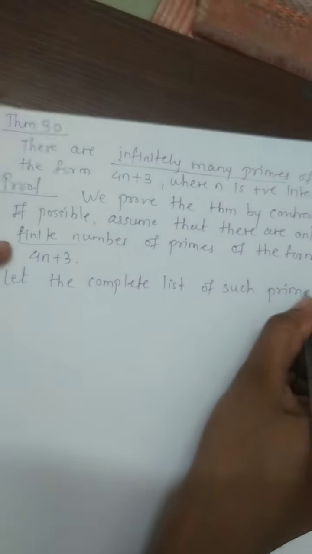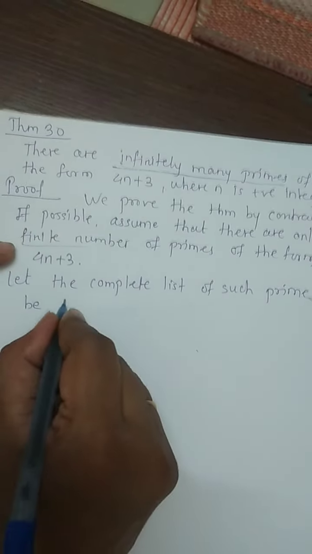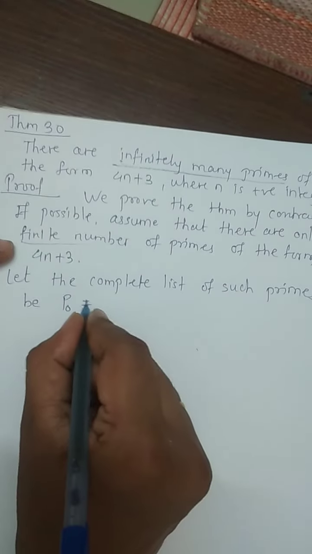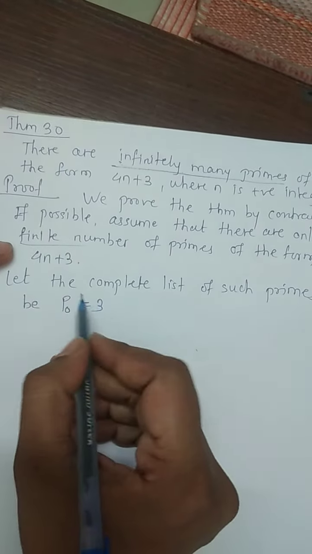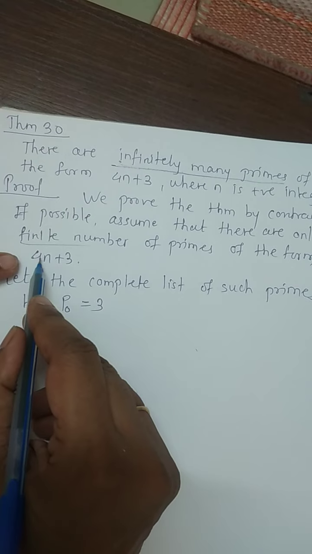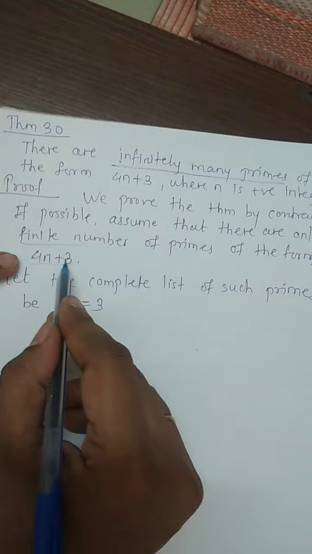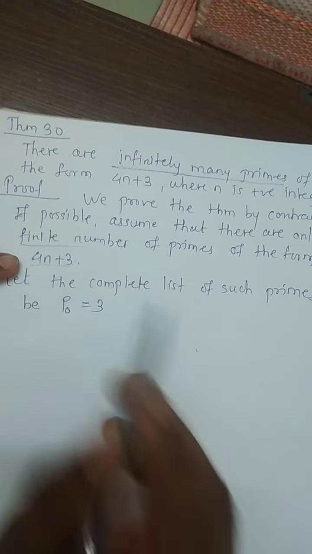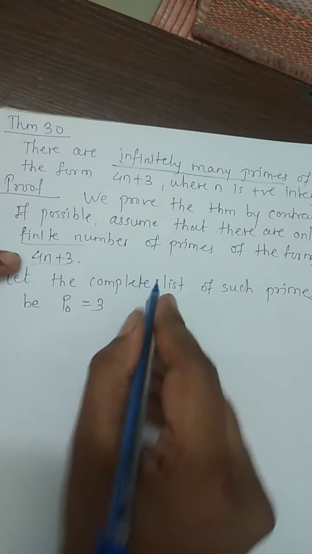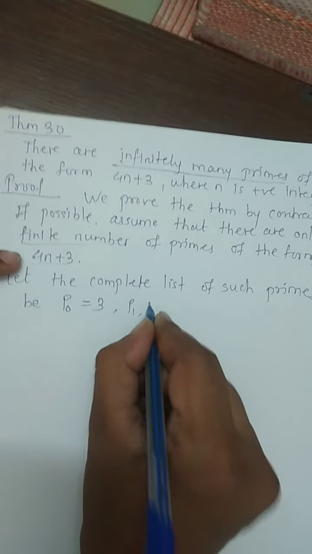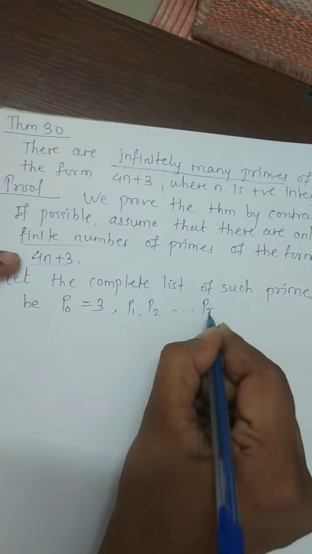Let the complete list of such primes be p. Yes, so the first prime we are taking is 3. Why not 2? Because they have given 4n, 4 means 2 into 2n plus 3. So here already 2 is present, so we cannot take p0 equal to 2. Okay, and p1, p2 up to pr is a finite number.